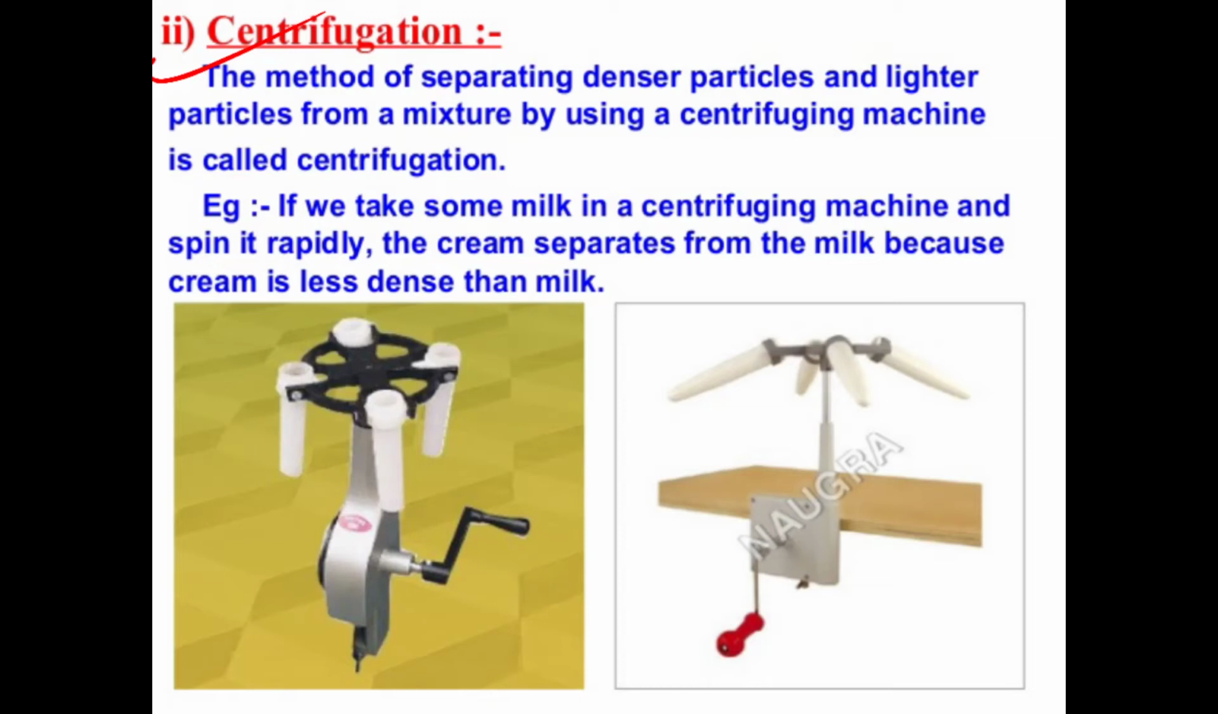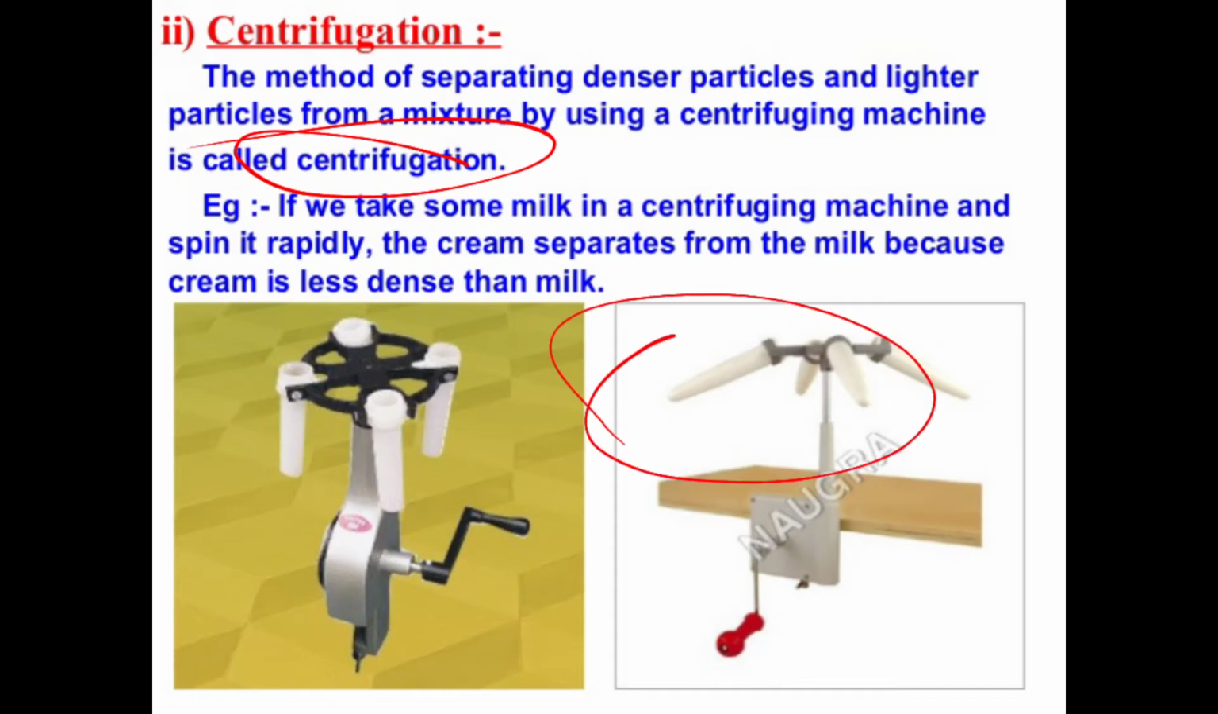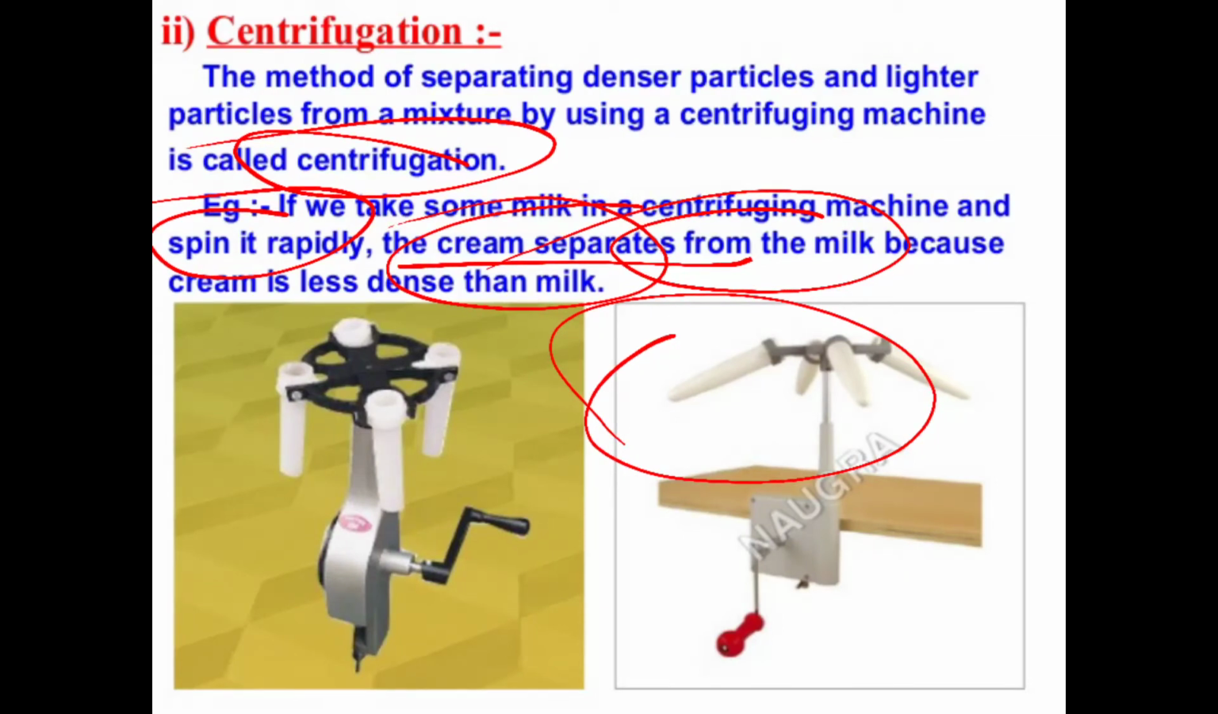Now what do you mean by the term centrifugation? Centrifugation is a method of separating the denser and lighter particles from the mixture by using a centrifugal machine. That is what we call centrifugation. For example, we separate cream from milk. The centrifuge is used to spin the milk rapidly so that the cream separates from the milk.